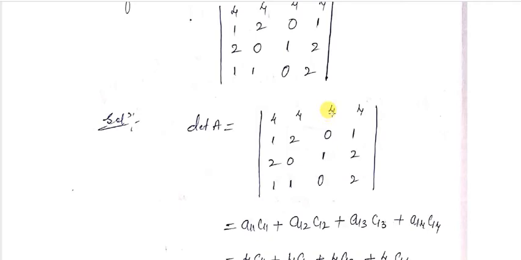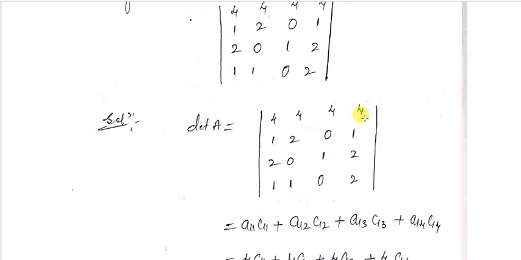Similarly, this is the third entry, so 1 plus 3 becomes plus. Here we have to follow the sign rule: plus, minus, plus, minus. So the cofactor of the third entry is equal to plus times determinant of the minor matrix. The minor matrix of this entry is obtained by deleting the first row and the third column, that is 1 2 1, 2 0 2, 1 1 2.